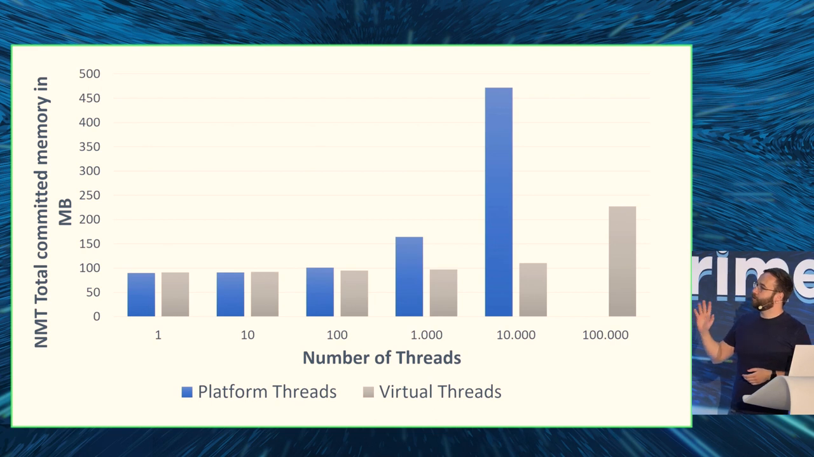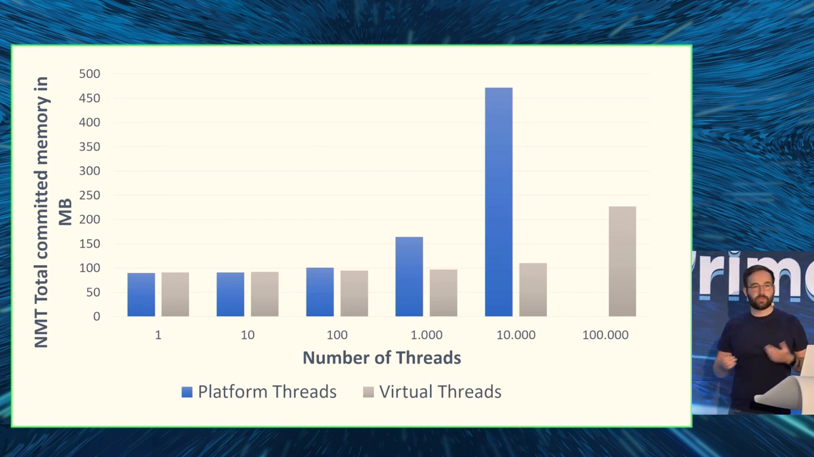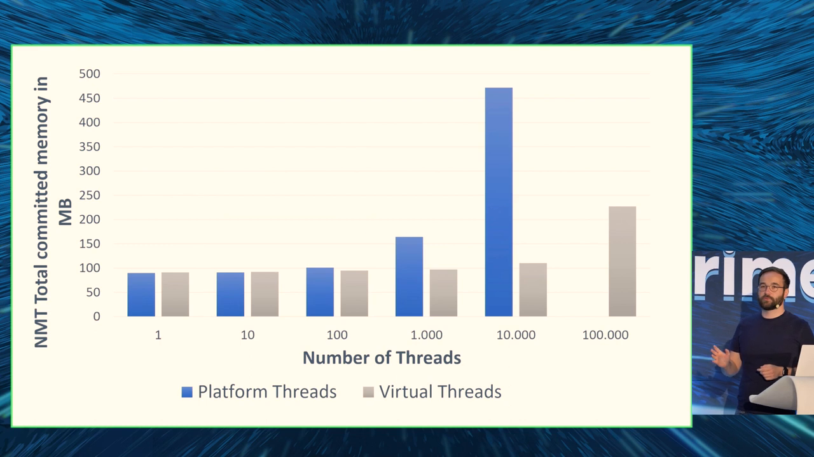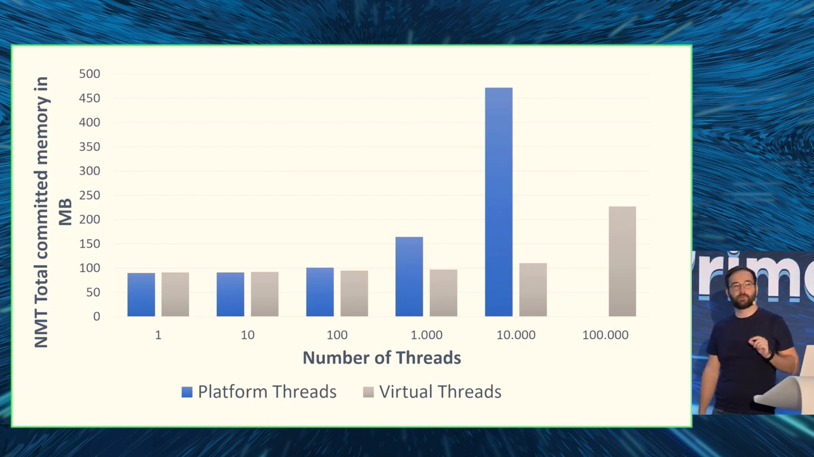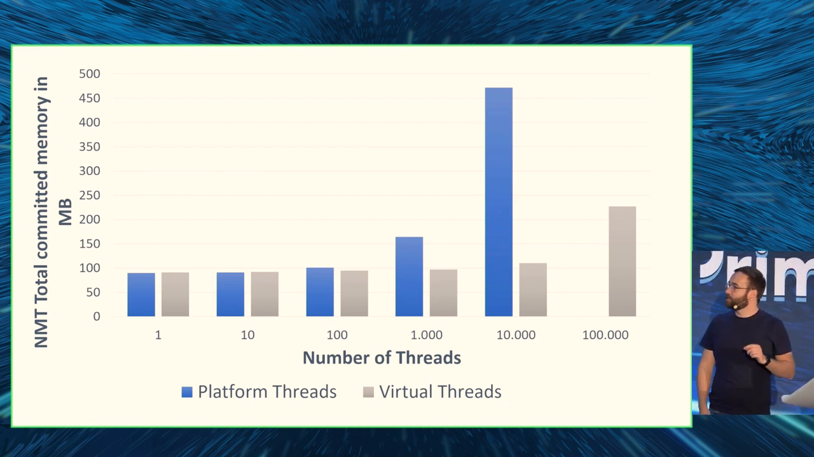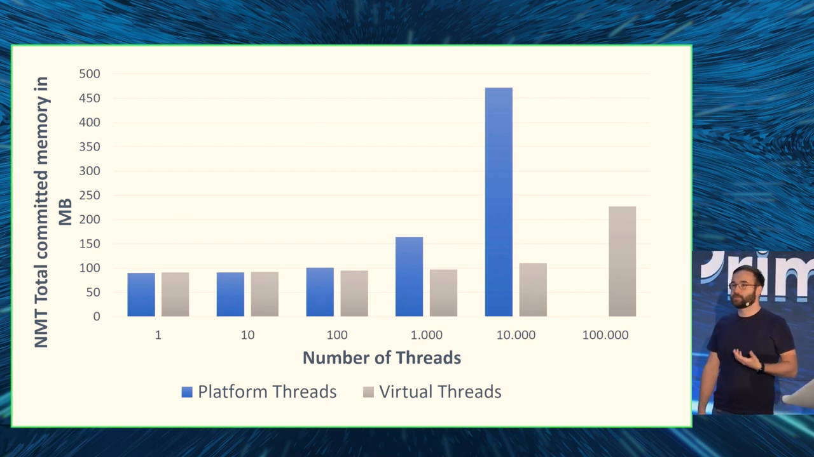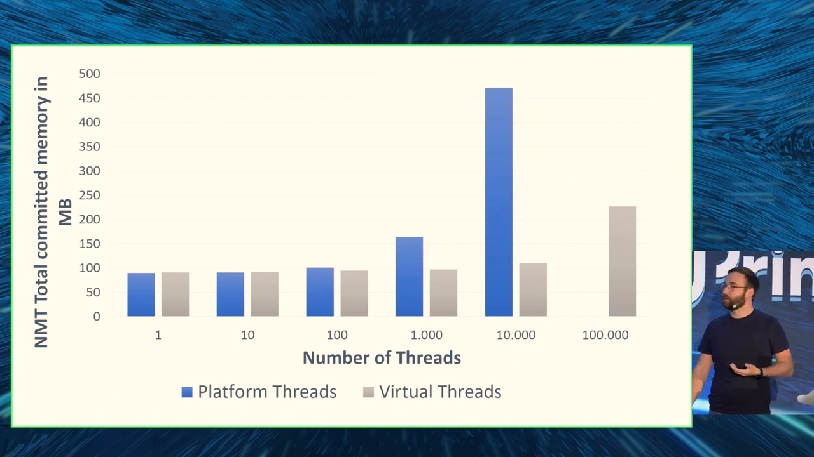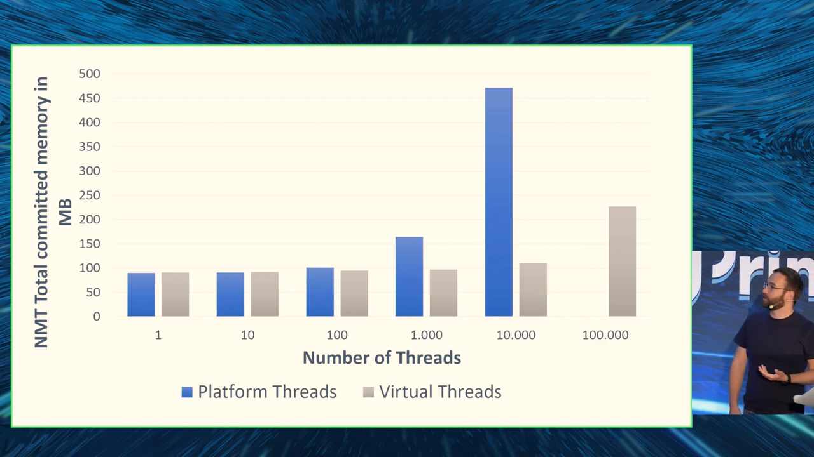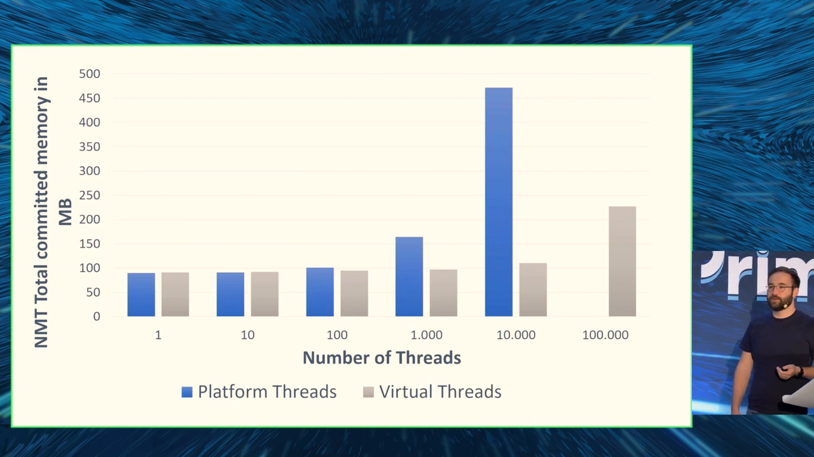But when we go into 10 threads, so we have 10 threads of each, you will see that the platform threads use a little bit more memory than the virtual threads do. And then we go into bigger numbers, 100, 1,000, then 10,000, and you slowly see that number rise, and then it doubles, and then it really skyrockets into almost 500 megabytes. So these platform threads really start to use a lot of memory when you have a lot of them, while the virtual threads, well, virtually, use almost no memory.